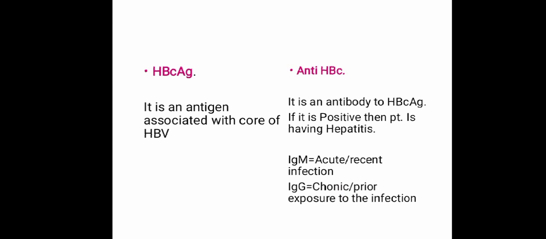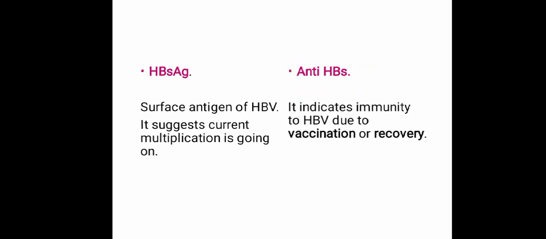Now let's see about HBsAg, hepatitis B surface antigen. It suggests current multiplication is going on. If HBsAg is positive, that suggests current multiplication is going on. That is the surface antigen of hepatitis B virus. Now let's talk about anti-HBs, the surface antibody. It indicates immunity. If this is present in the serum, then it indicates immunity, right? Due to vaccination or recovery. I hope you remember this.